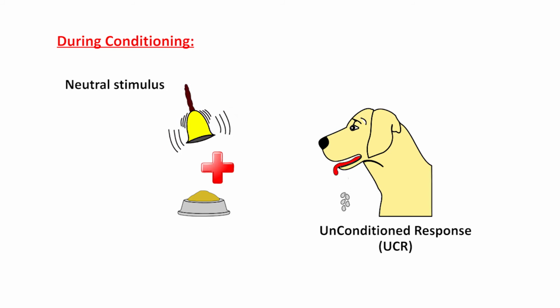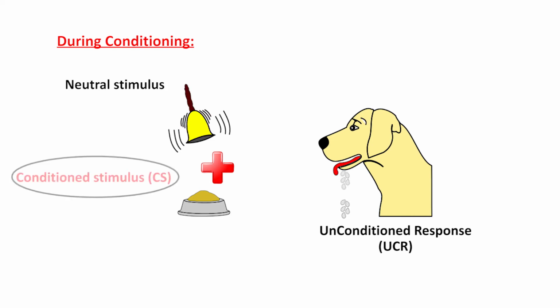If the association could trigger the salivation response, then the neutral stimulus is called the conditioned stimulus or CS. The once neutral stimulus, after being associated with the natural stimulus, eventually triggers a conditioned response, and this stimulus is called the conditioned stimulus. Now the third stage is after conditioning.